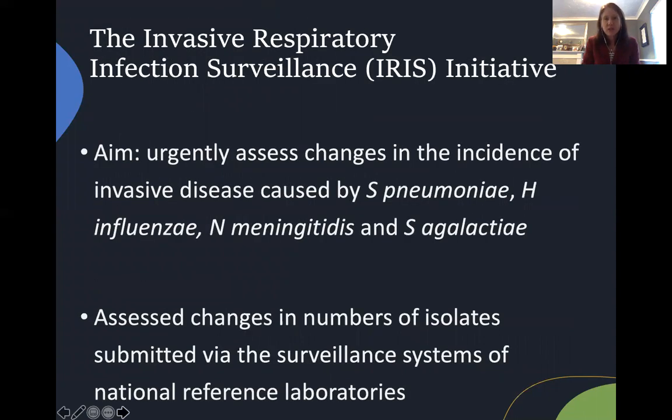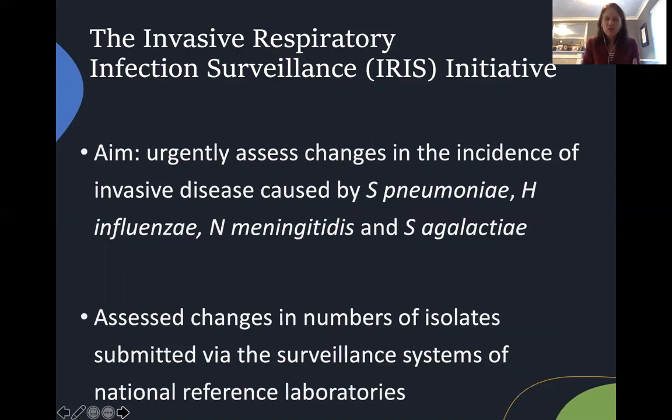So we set up the Invasive Respiratory Infection Surveillance Initiative, or the IRIS Initiative, with a single aim: to assess changes as quickly as possible in the incidence of invasive disease caused by the three major bacterial pathogens, Streptococcus pneumoniae, Haemophilus influenzae, Neisseria meningitidis, and then as a comparator organism, Streptococcus agalactiae.